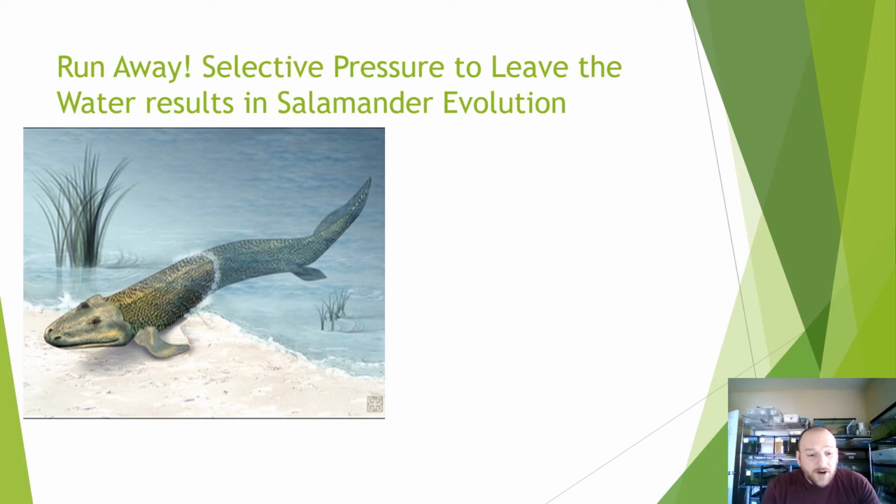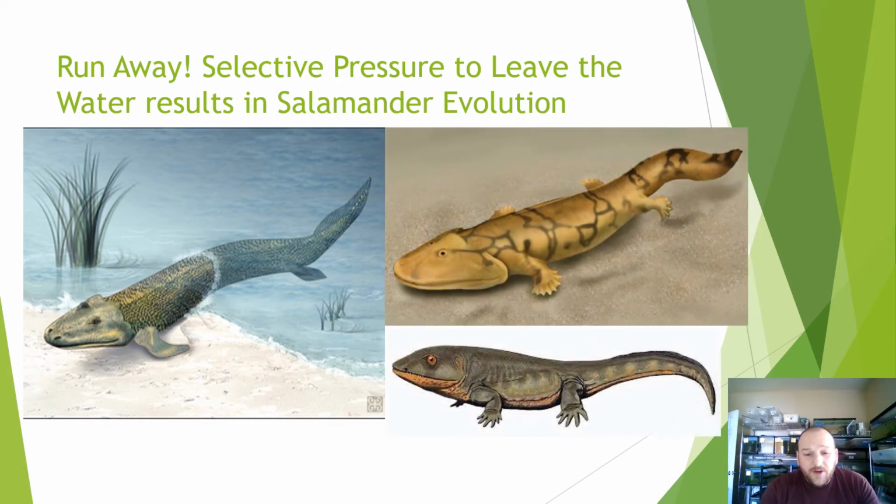You leave the water, you go out on land, and then slowly we saw them transition or evolve into more land-based organisms. But again, the idea is pretty simple. Get out of the water, get away from the fish, take advantage of new breeding opportunities, take advantage of new food sources. Great idea to get out of there.